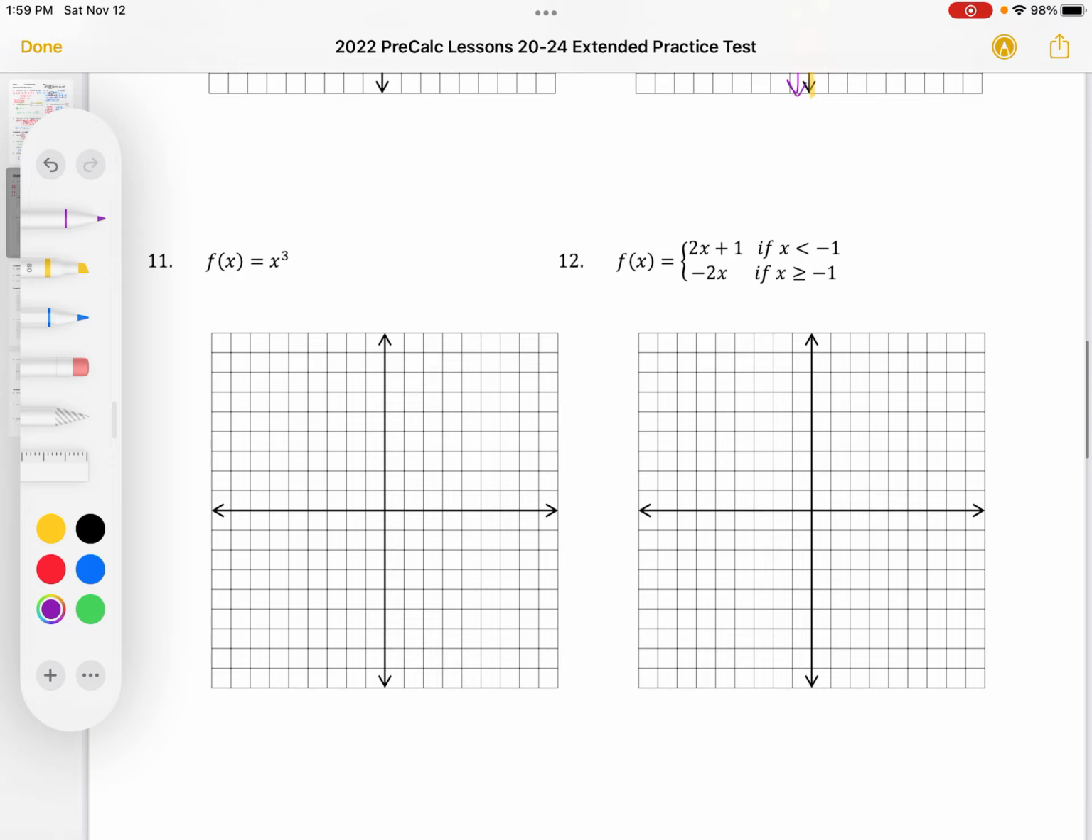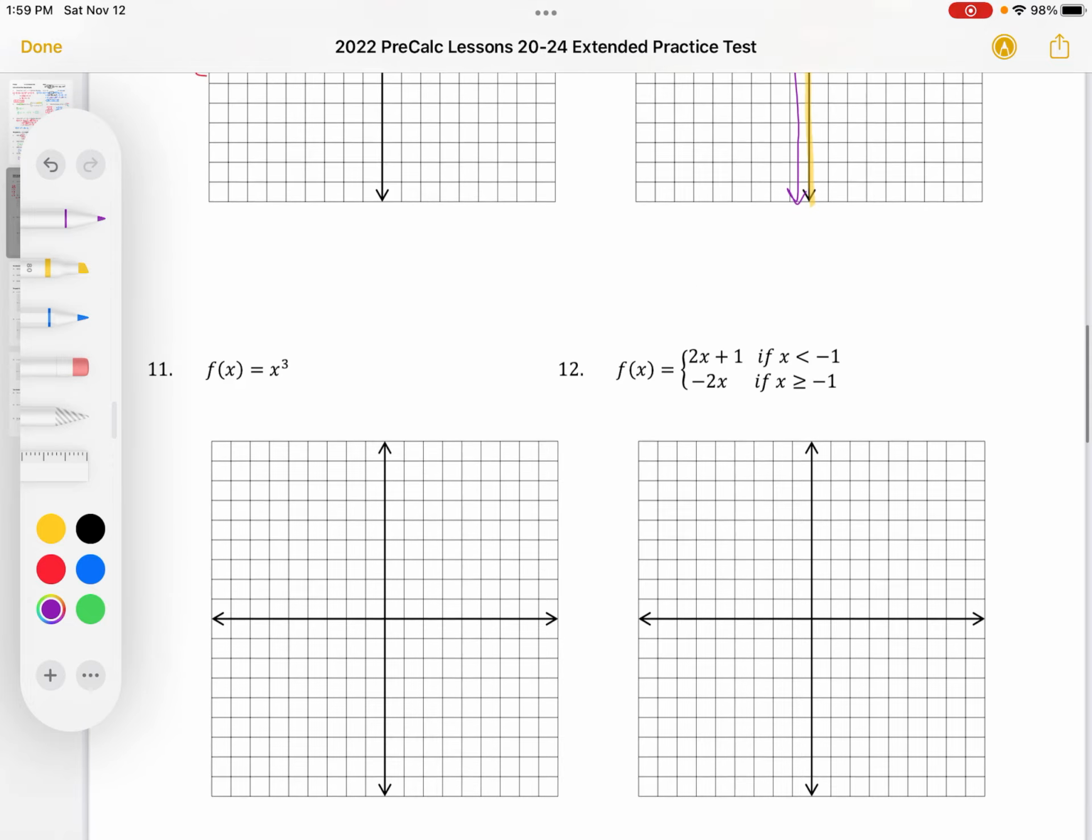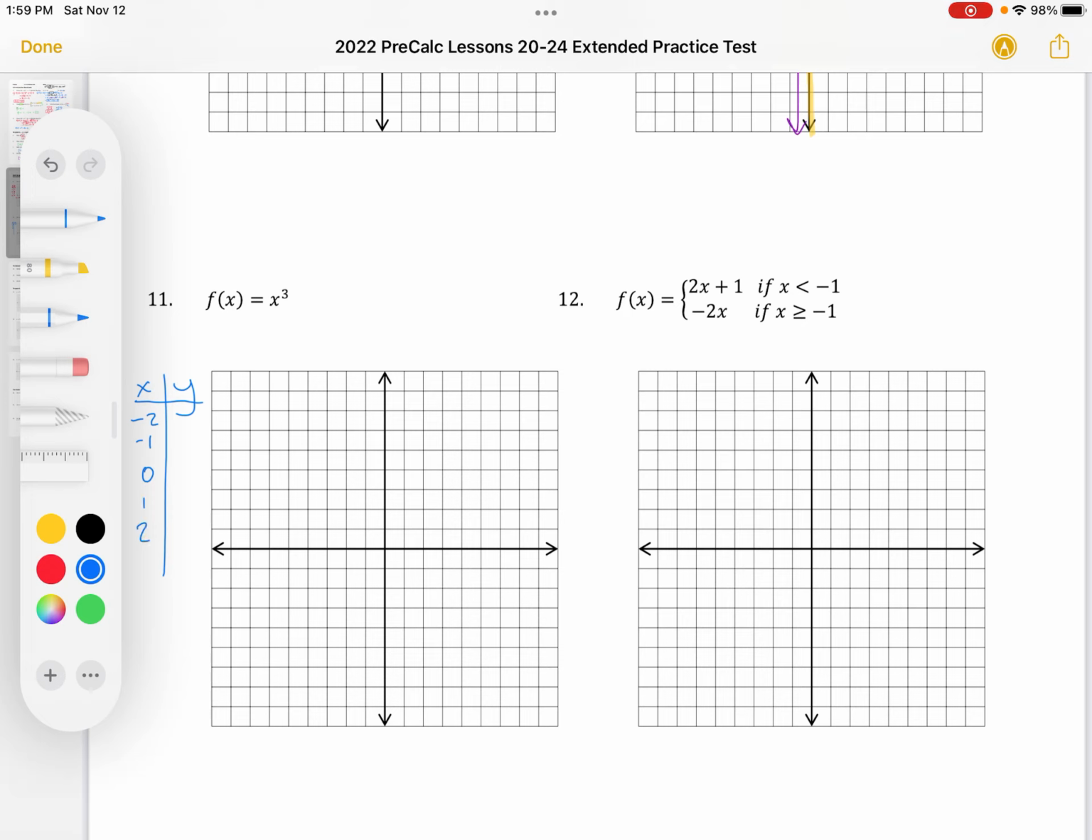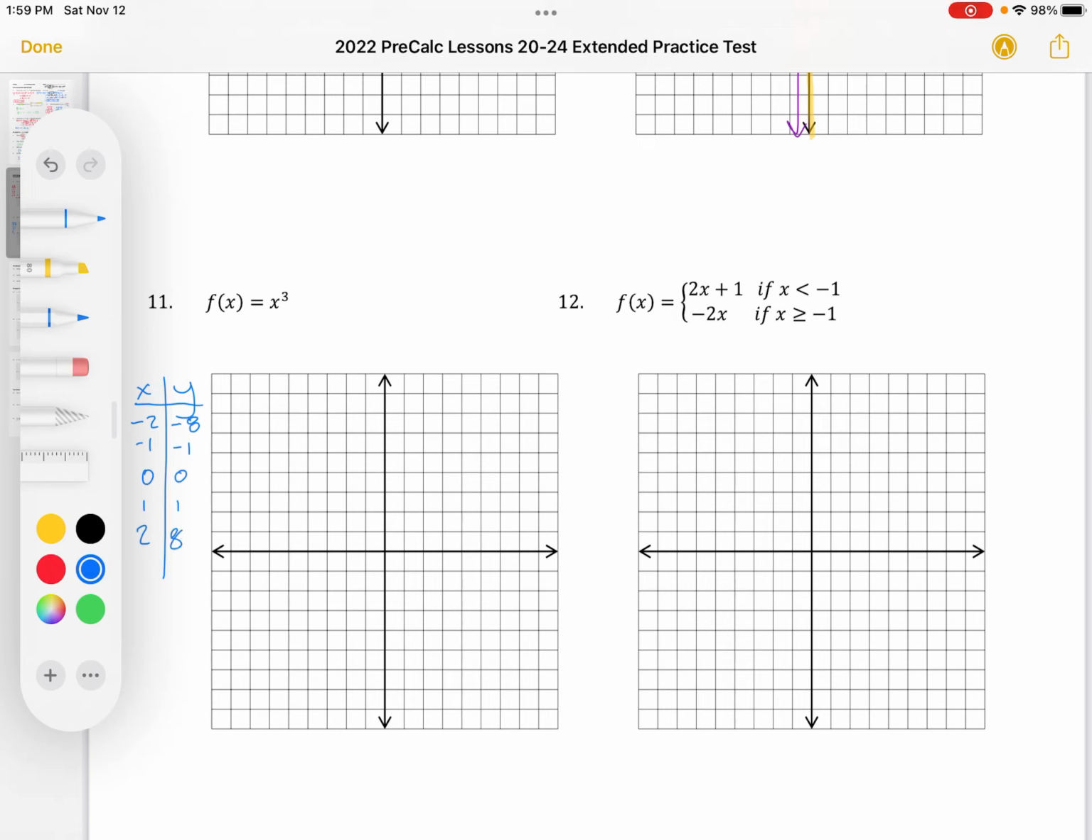Okay. And then 11 is actually very similar to the one right above, number 9, because these are inverses of each other. For this one, you can cube any number and get a nice number. So I'm just going to pick those same 5: negative 2, negative 1, 0, 1, and 2. Negative 2 cubed is negative 8. Negative 1 cubed is negative 1. 0 cubed is 0. 1 cubed is 1. And 2 cubed is 8.